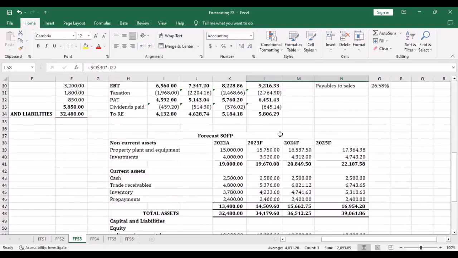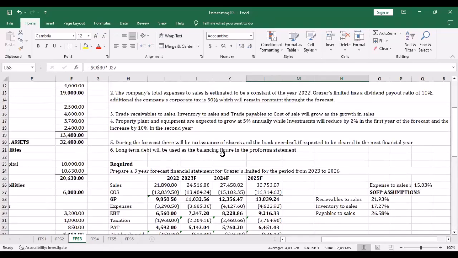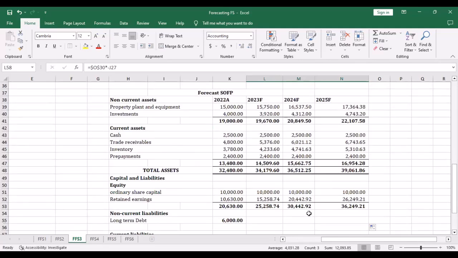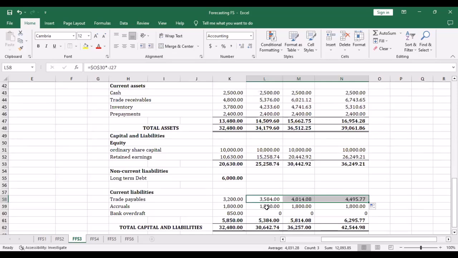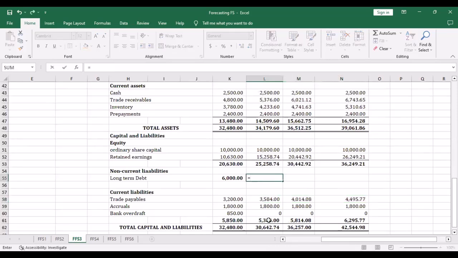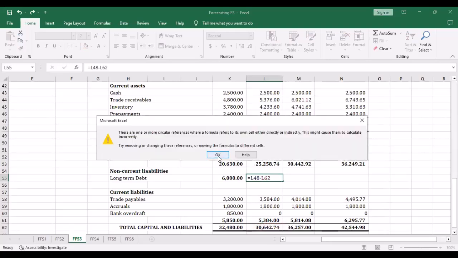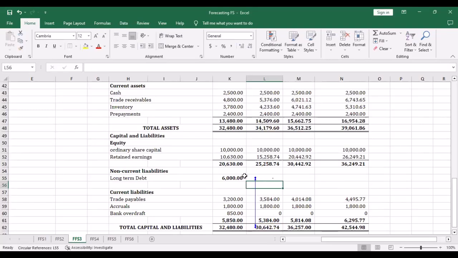And so they said the last one was just the long-term debt will be used as the balancing figure for the pro forma income statement, isn't it? So the difference between the two will be the loan, isn't it? So I just take this one minus this one, isn't it? Enter. So because of the formula thing, it won't do. So maybe you can find the difference somewhere, or also you can use the goal seek function, isn't it?